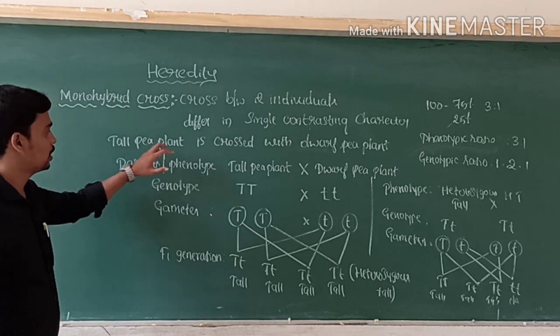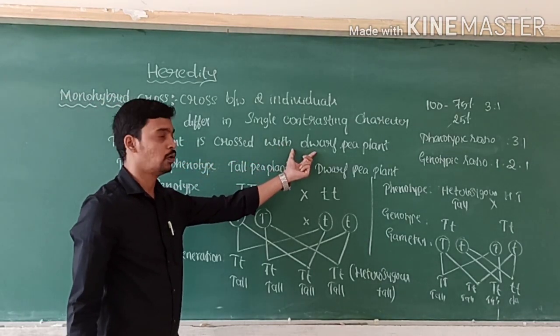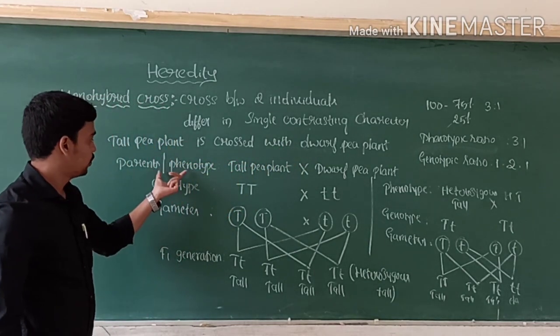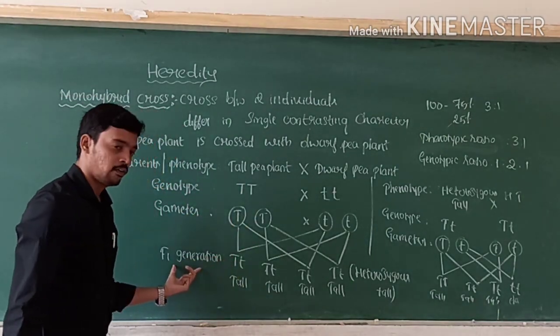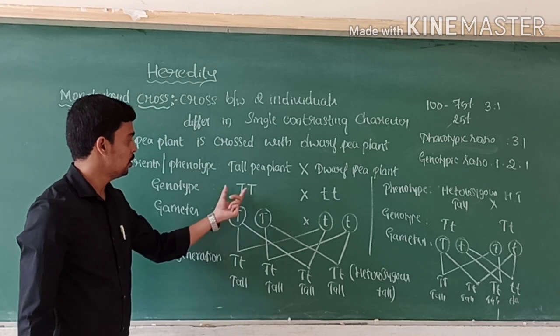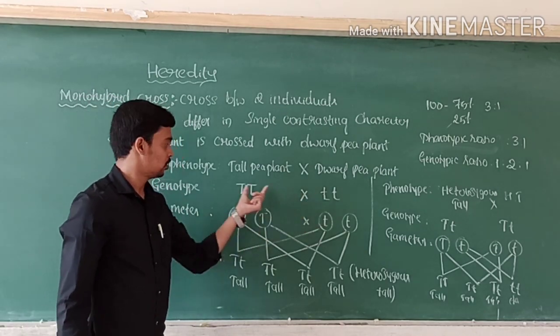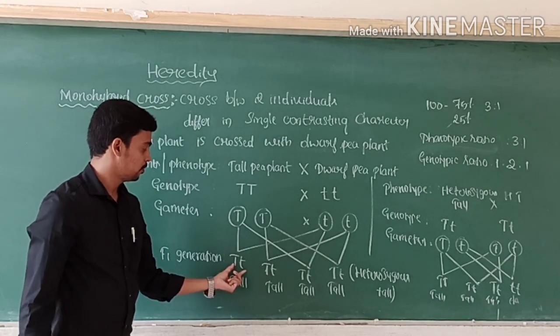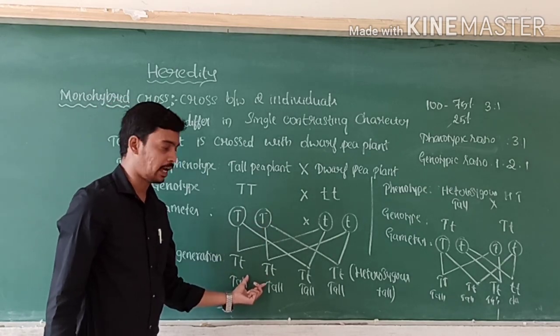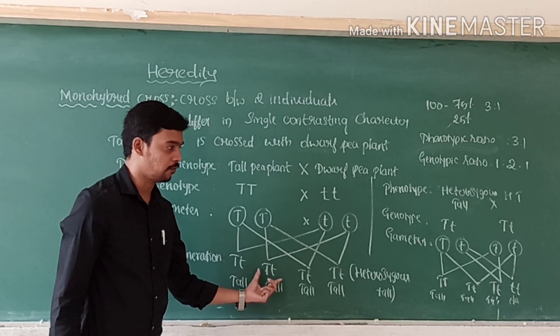Okay, a tall pea plant and a cross made with a dwarf pea plant. You take the phenotype, genotype, and gametes. Then you get the F1 generation. But in the F1 generation, the parent characters, the homozygous condition, fail to express. Okay, you get the intermediate character, that is the heterozygous condition, in the F1 generation.